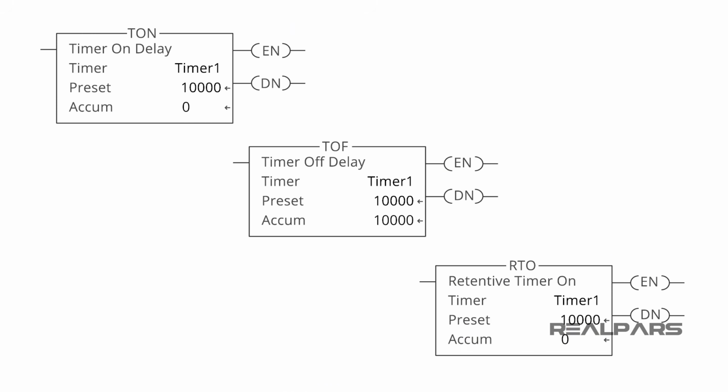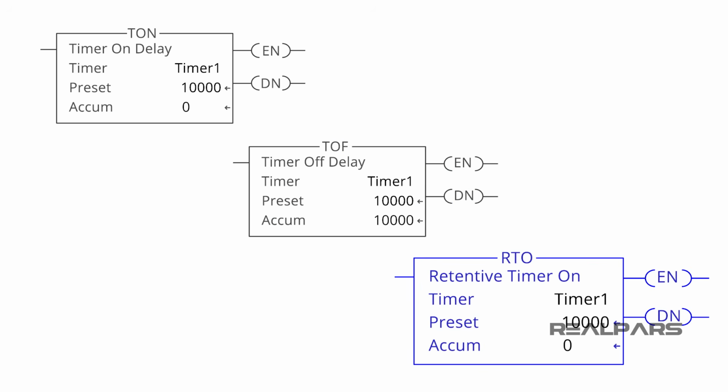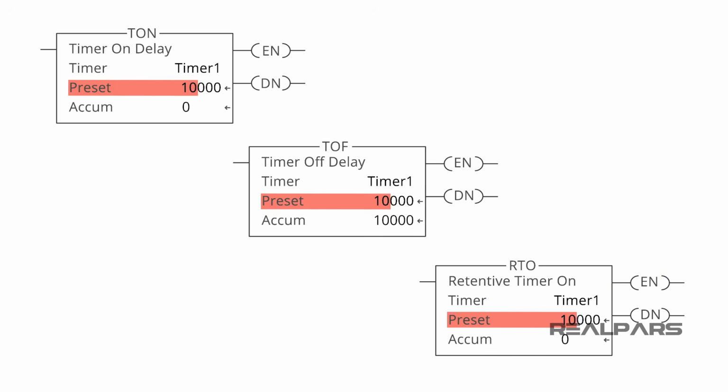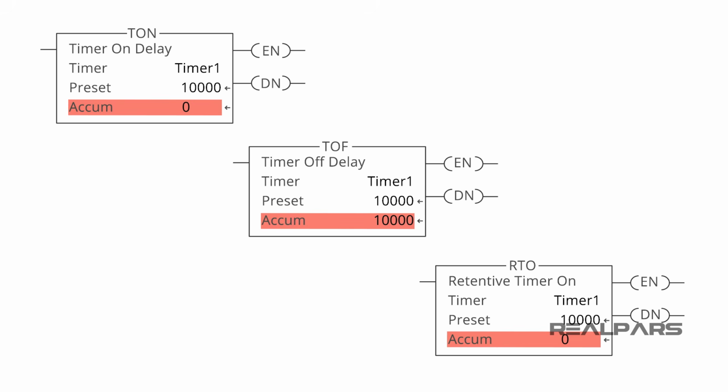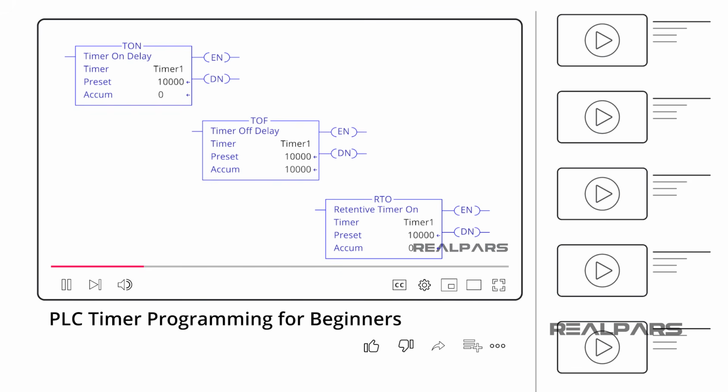In review, by watching this video, you have learned about the 3 main types of PLC timers: on-delay, off-delay, and retentive on-delay. That these timers have a preset value, an accumulated value, an enabled bit, a timing bit, and a done bit. You have also learned some examples of where these timers are used. That should do it for this video.